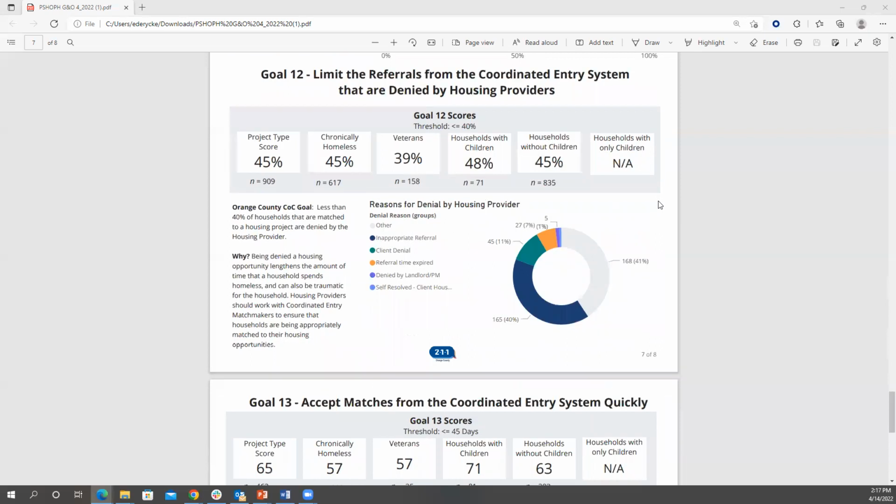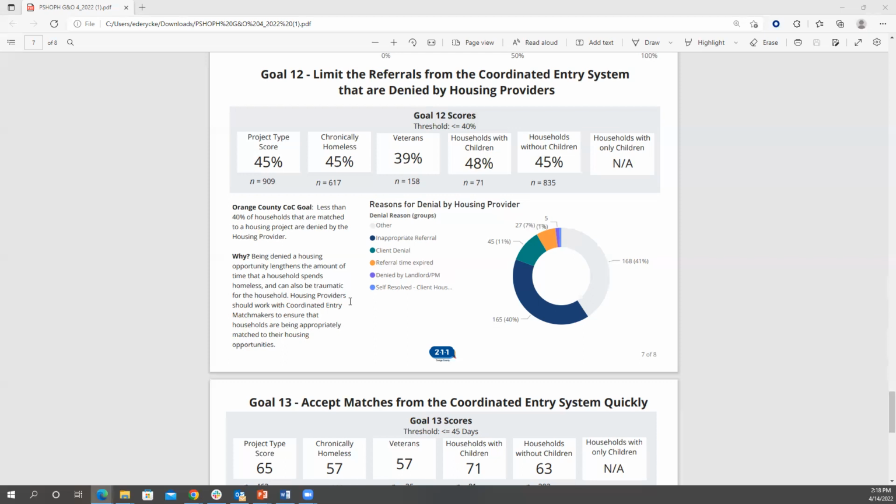For goal 12, we're looking at the percentage of matched households that were denied by the housing provider. As part of coordinated entry, the client has a choice in where they're housed and who they're housed with, so that is not what's being included in this measure. This measure is specifically looking at if a household was denied after they were matched to a housing opportunity. Did the housing provider deny the client?